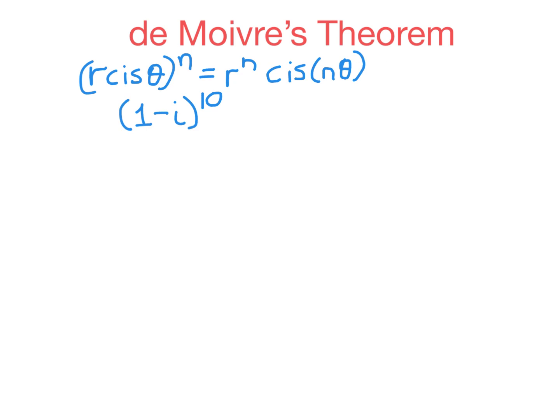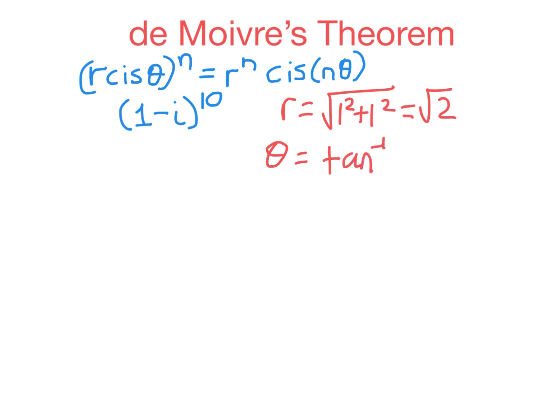Now in order to use it, we have to convert our complex number into the form r cis theta. So here, r is simply going to be the magnitude of the number, square root of 1 squared plus 1 squared, which is equal to root 2. So remember that we find theta by taking the tan inverse of the imaginary part, which is minus 1, over the real part, positive 1. So we end up getting from our calculator minus 45 degrees.